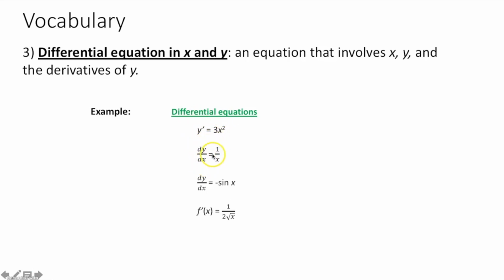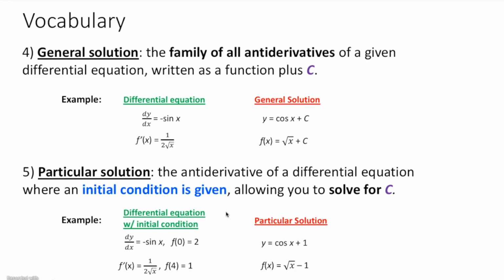Here, dy dx is equal to 1 over x. The derivative of y with respect to x is equal to 1 over x. This is a differential equation. Anytime you see y prime, dy dx, or f prime of x, something like that, is equal to a function, that's a differential equation. Now, the general solution is the family of all antiderivatives of a given differential equation, written as a function plus c.